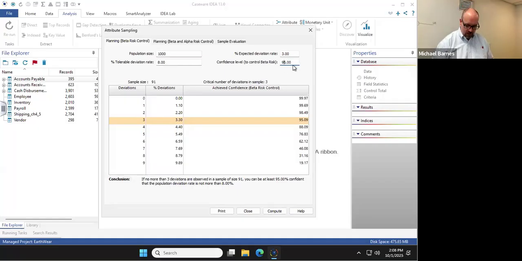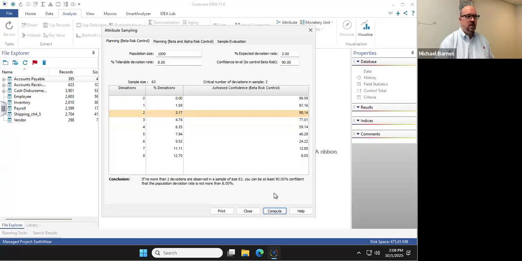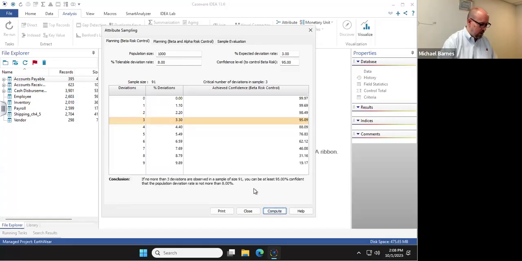So I'm going to change confidence level to 90%. If my confidence level goes down, what's going to happen to my sample size? I think it's going to go down. I need fewer items because I need to be less confident. So let's see what happens. Goes down to 63. So that was a pretty substantial change. Okay. All right.